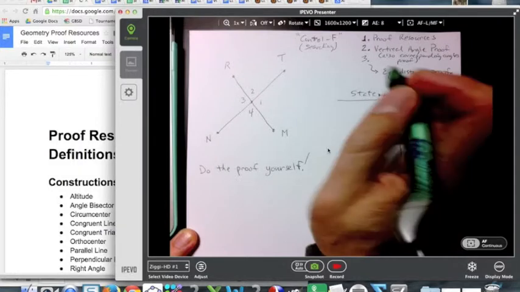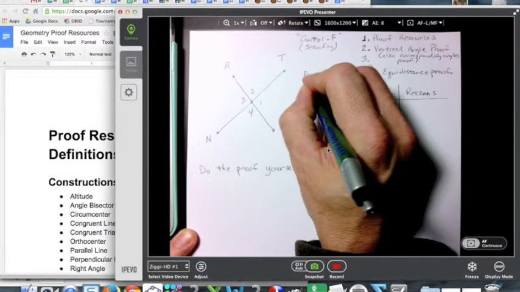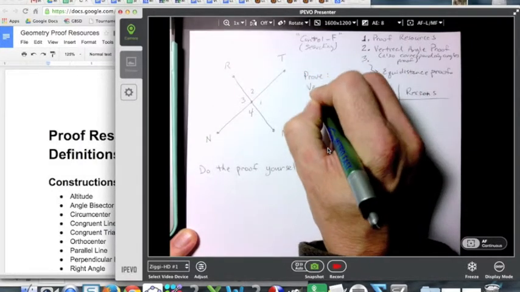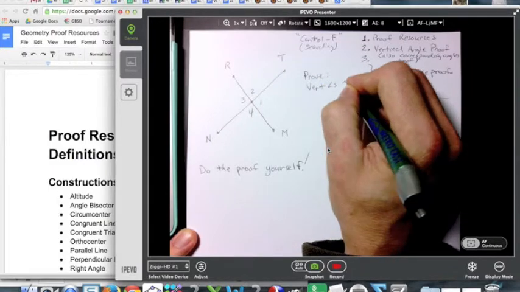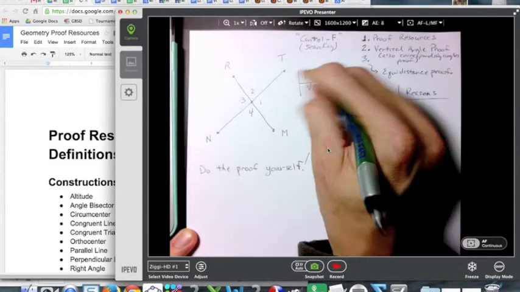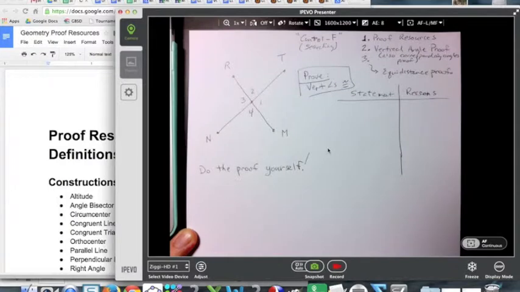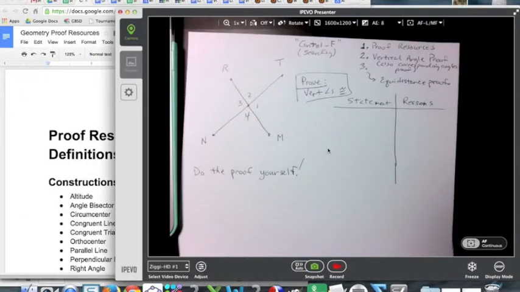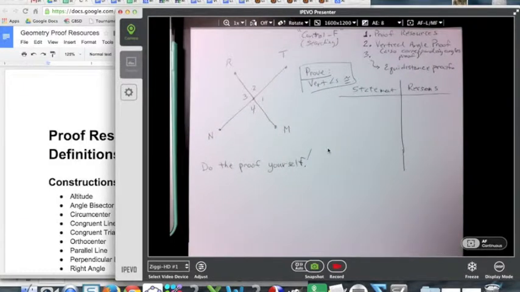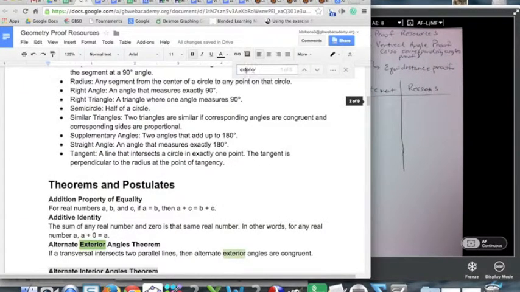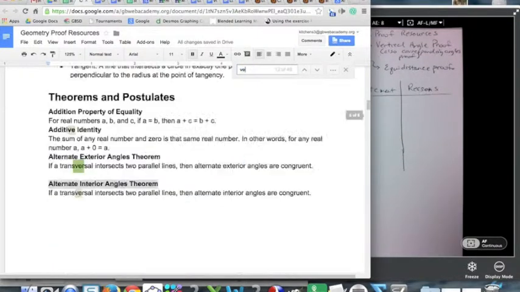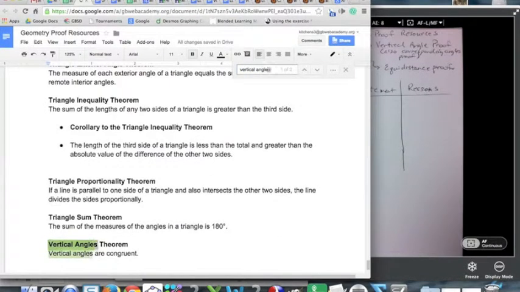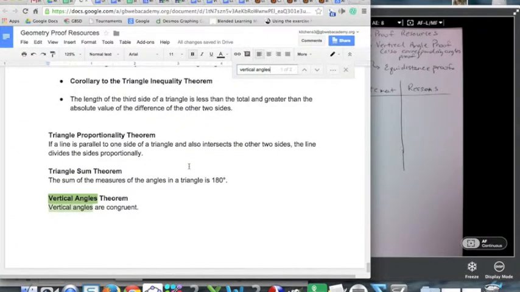So again, we're trying to prove vertical angles are congruent. So that's the proof. The way they do this is they come through here and you can pick any vertical angles. First of all, you need to know what they are. If you're stumped on that, you can either Google it or you can look in here, vertical angles. And it just says vertical angles are congruent, right?